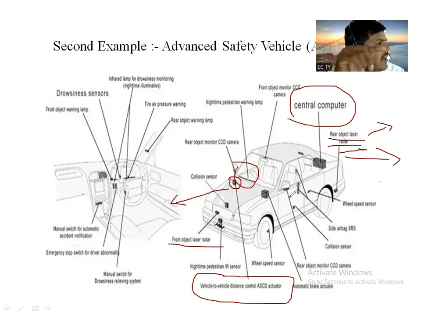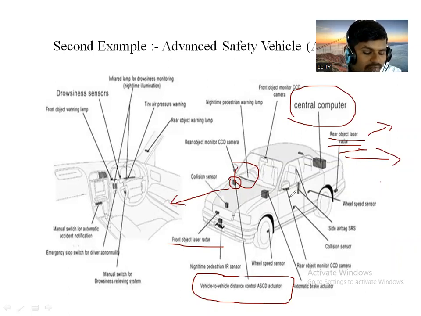Or we can call it a lane. If there is a rough lane, or a rough track, at that situation some sensor can be used to detect that lane. If the rough lane is detected, then automatically the speed of the car should be reduced. Okay, so this is one example, that is, the advanced safety vehicle.